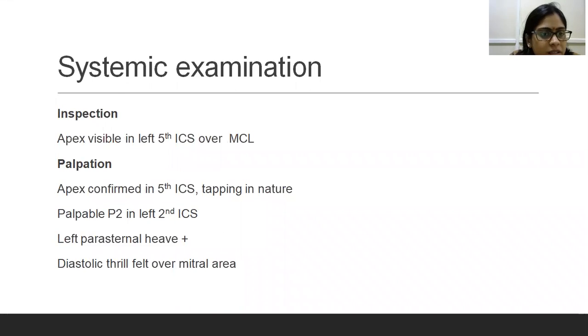Then coming to the systemic examination, on inspection, the apex is visible in the left fifth intercostal space, right over the mid-clavicular line. On palpation, apex is confirmed to be in the left fifth intercostal space, found to be tapping in nature. Palpable P2 is felt in the left second intercostal space. Left parasternal heave is also present. You have to mention the grade of the left parasternal heave. And on palpation, diastolic thrill is felt over the mitral area.